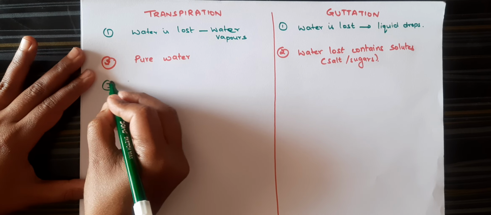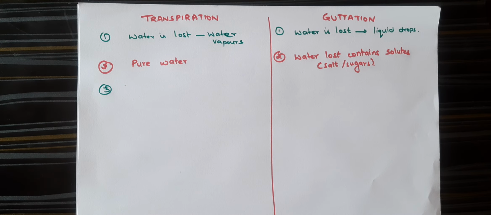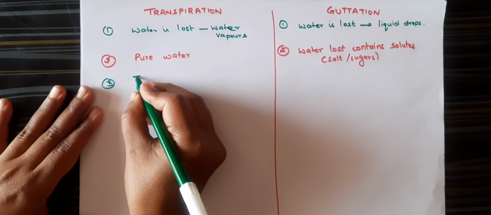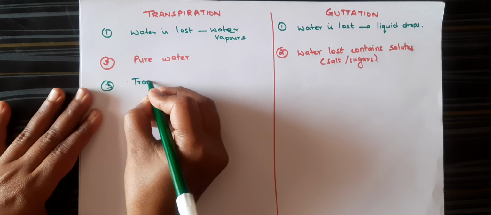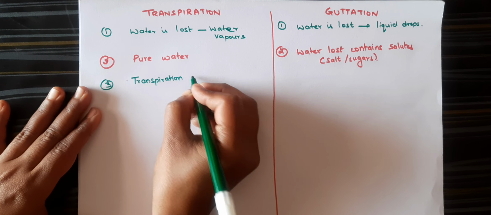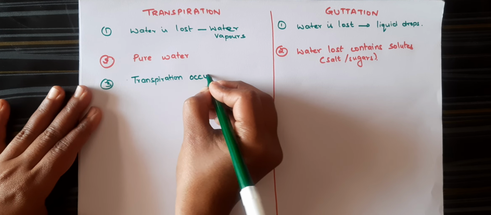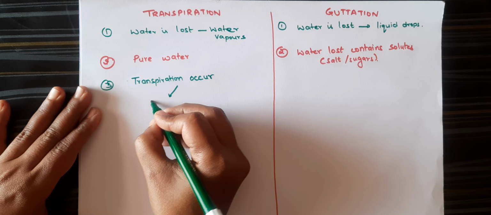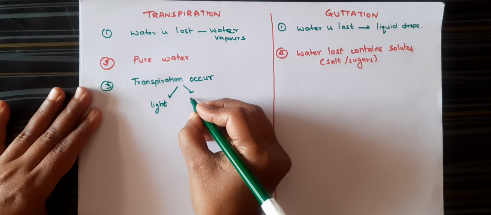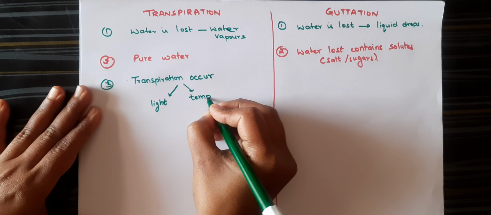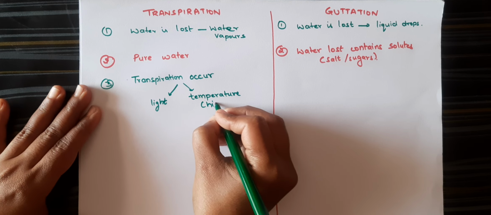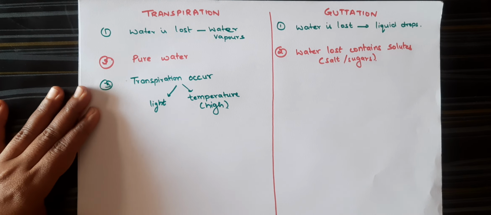And now the third difference is that the transpiration process occurs in the presence of light and when the temperature is high. So I will write it here, temperature. The high temperature favors the process of transpiration.